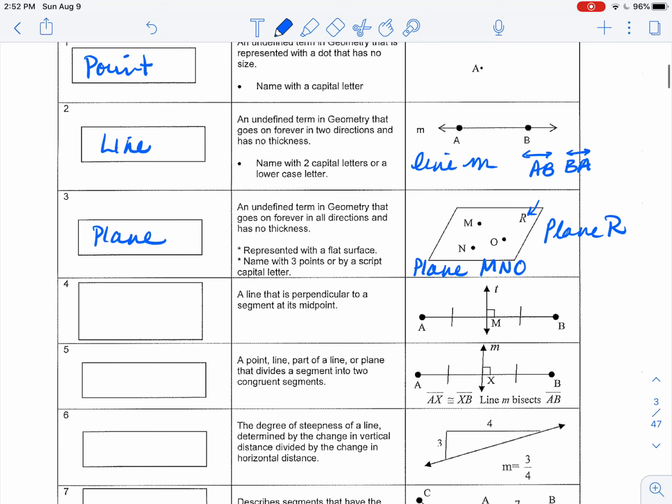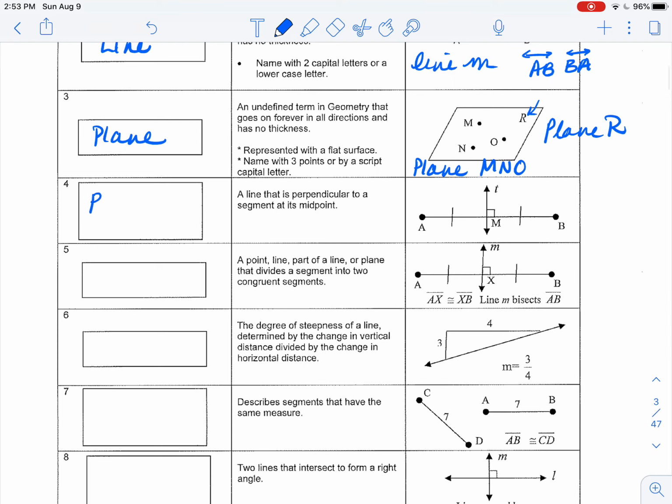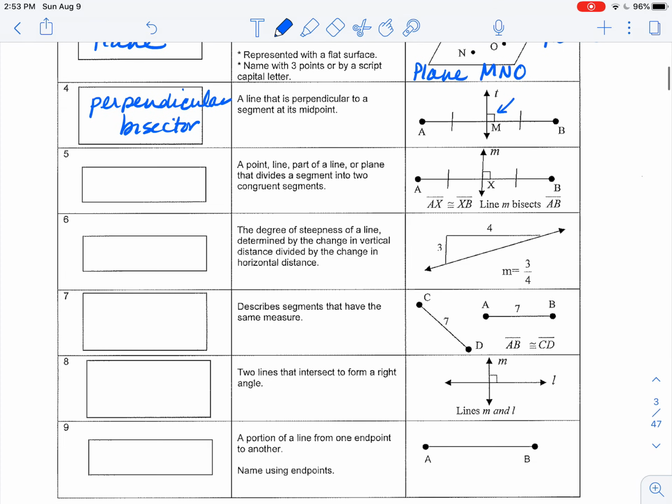Number 4, a line that is perpendicular to a segment at its midpoint is a perpendicular bisector. So in this diagram, we see that the right angle is identifying it as being perpendicular. Perpendicular means it intersects at a right angle. It must show this, or it must state that it's a right angle. And so the bisector here is line T for segment AB.